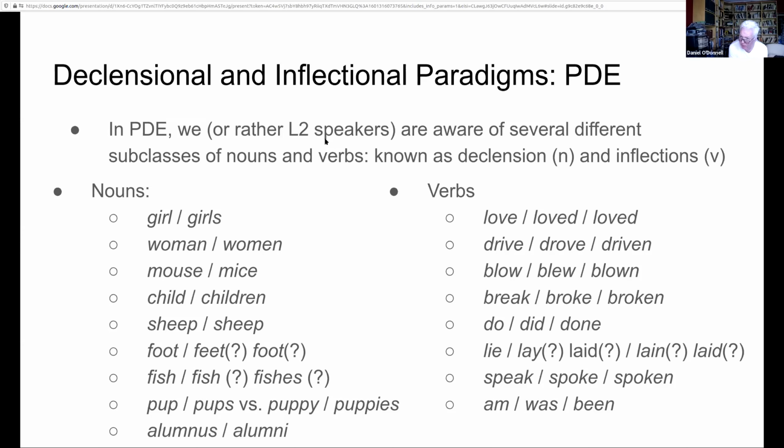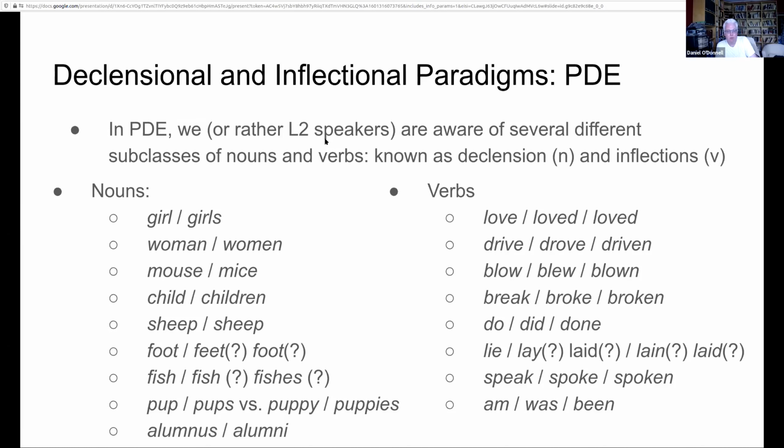And we have several subclasses of nouns and verbs. And these are known as declensional or inflectional paradigms. Declensional for nouns and inflectional for verbs. And I'm just giving you some examples. So out of nouns, here's a whole bunch of different ways that nouns can be declined.